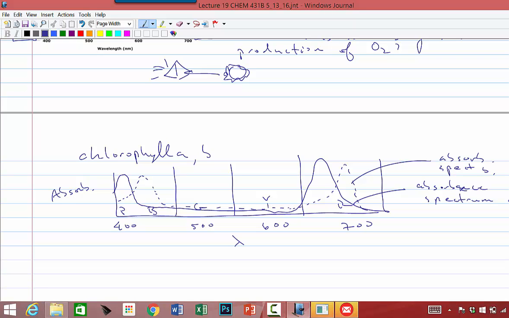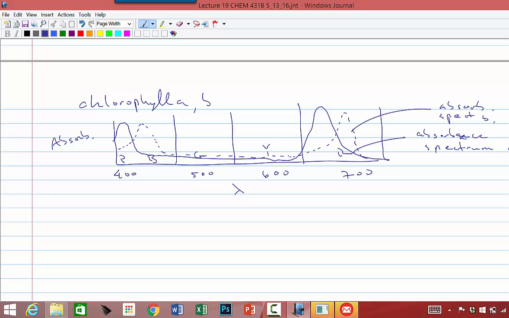How many electrons can we get from a water molecule? 2. Very good. Exactly right. So in order for this scheme to make sense, let me write that out for you. Water can be split into O2 plus 2 protons plus 2 electrons. So that is the reaction.